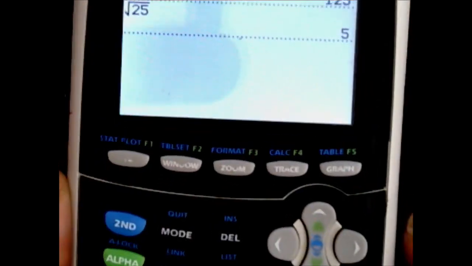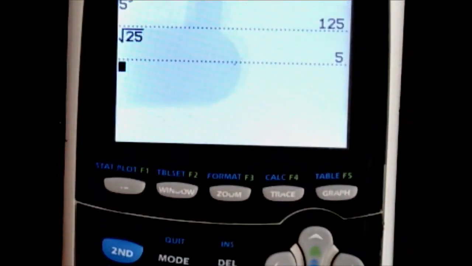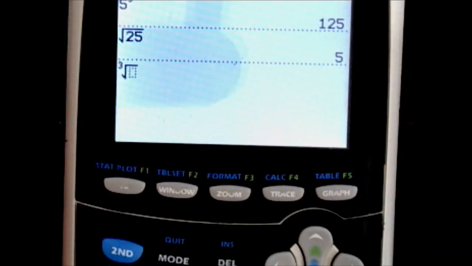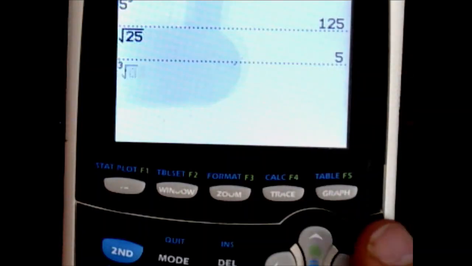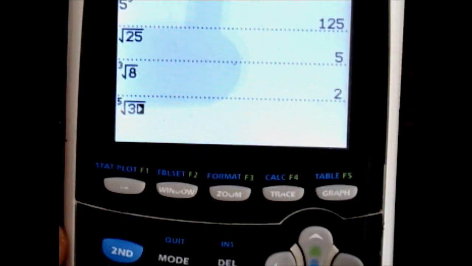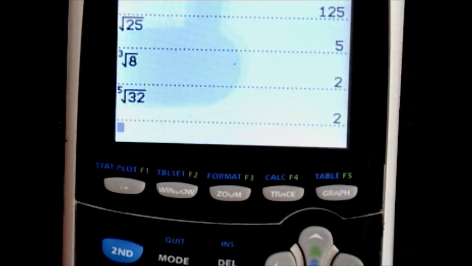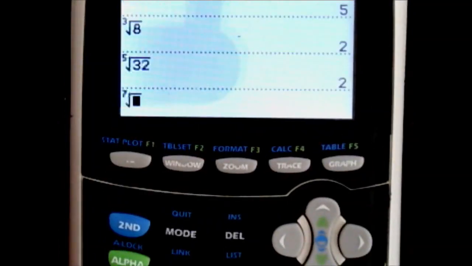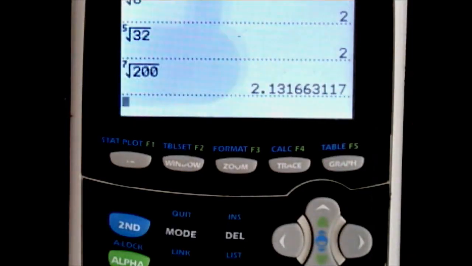Now let's say you want to take a more unusual root like the third root. Well, you have to type whatever root you want and then hit math 5, and that will change it to that root. So third root of 8 is 2. If you want to do the fifth root, you do 5 math 5, and 32, that gives you 2. Okay, so you can do 7 math 5, that's the 7th root of 200, gives you some number. Alright, so you can do any root you want.